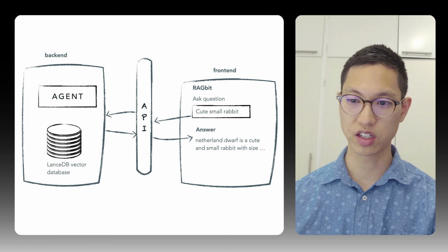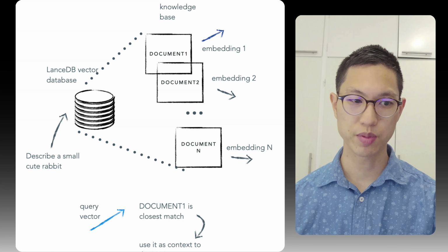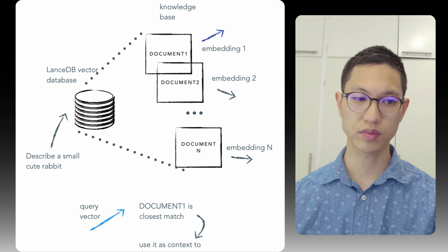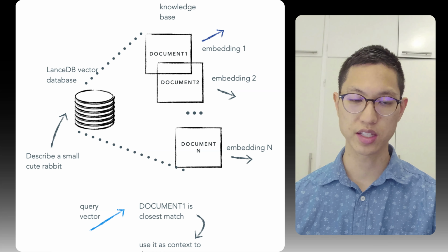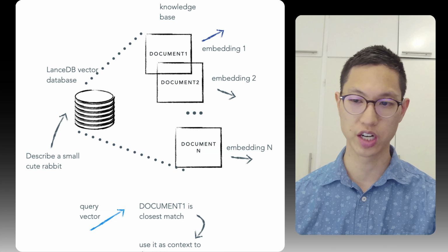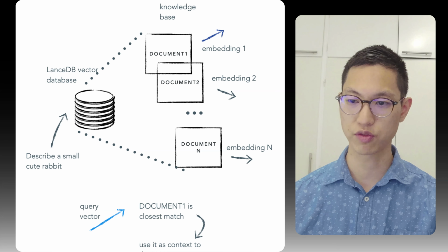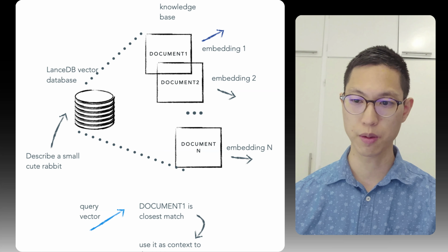How does this vector database work? Take a look into this next picture. In this picture, you can see this LanceDB database. It consists of several documents or articles. Each of these articles will be together the knowledge base of this database. This is the knowledge base for our RAG application.